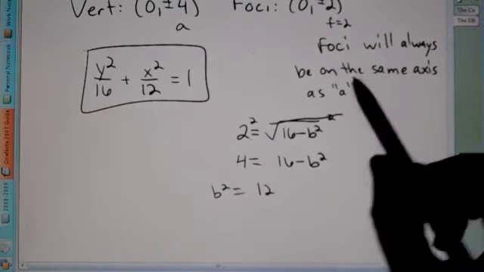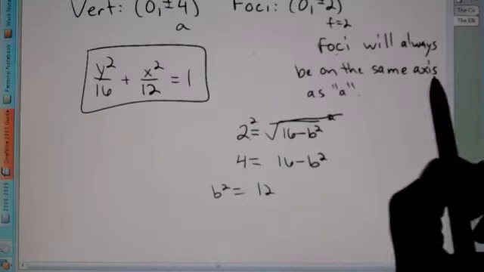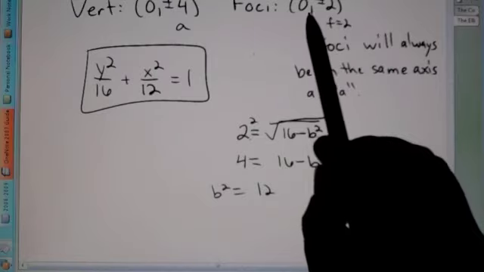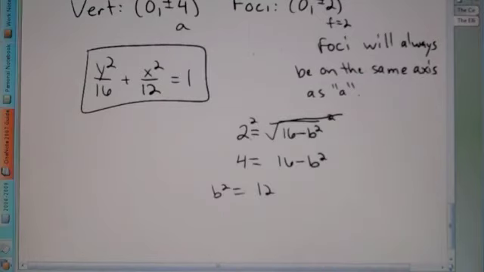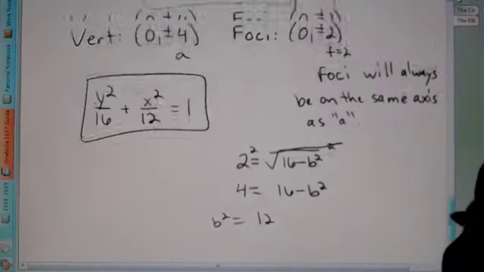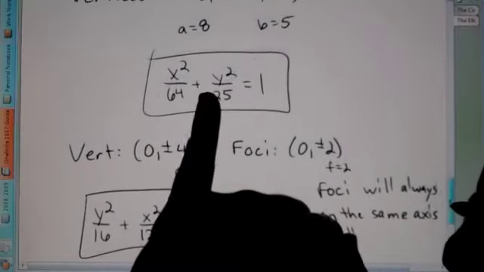Again, the key thing to remember is that the foci will always be on the same axis as the A. This is on the y-axis, this is on the y-axis, therefore that has to be A. Alright? And I know some of these can be pretty tough, but the more you do these, the easier it will be. Alright, so let's graph our equation, our ellipse here.